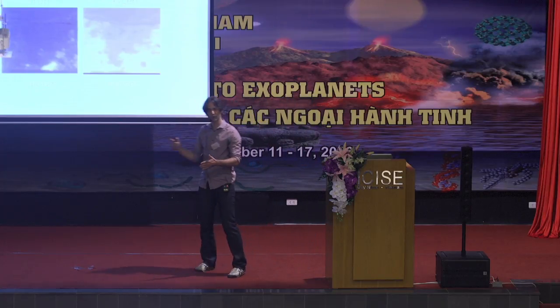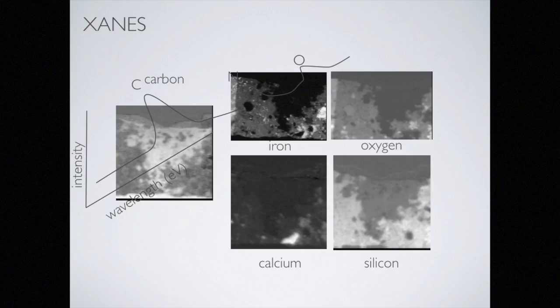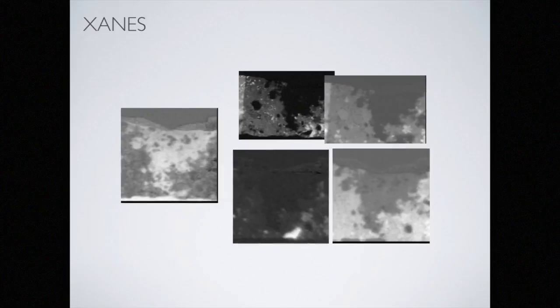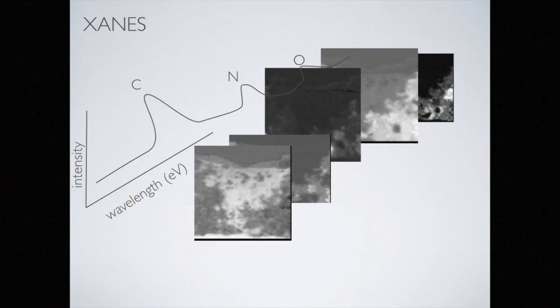At these wavelengths, the inner shell electrons of the atoms get promoted to a higher shell. So you see the absorption for carbon, iron, oxygen, calcium, silicon. That in itself is not that interesting. But what you can do is stack these images and get a spectrum.